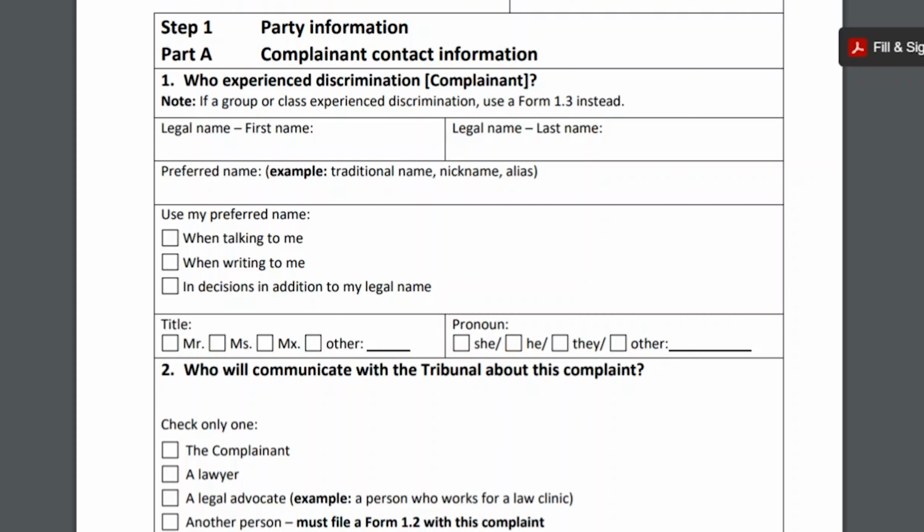2. Who will communicate with the tribunal about this complaint? If you are filing this complaint yourself, simply check the box labeled the complainant. You do not have to fill out your information a second time.